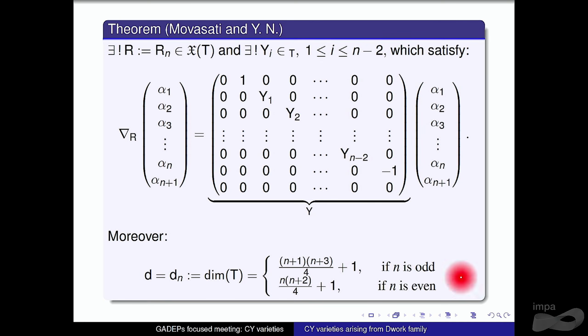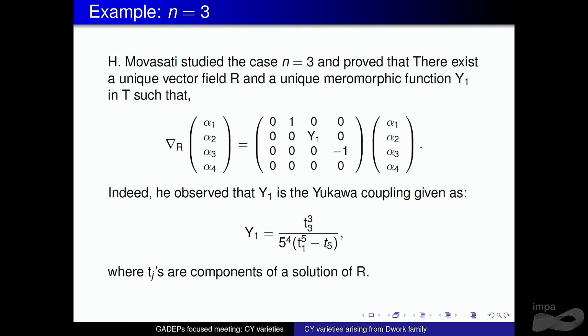In the case n equals to 1, we find the R1 that we had. In the case of n equals to 2, we find R2. And in the case of n equals to 3, we find the case of the mirror quintic. And the interesting part is that in the case of mirror quintic, Hossein found that this function y1 is exactly the Yukawa coupling of Candelas, De La Ossa, and the rest of the authors.